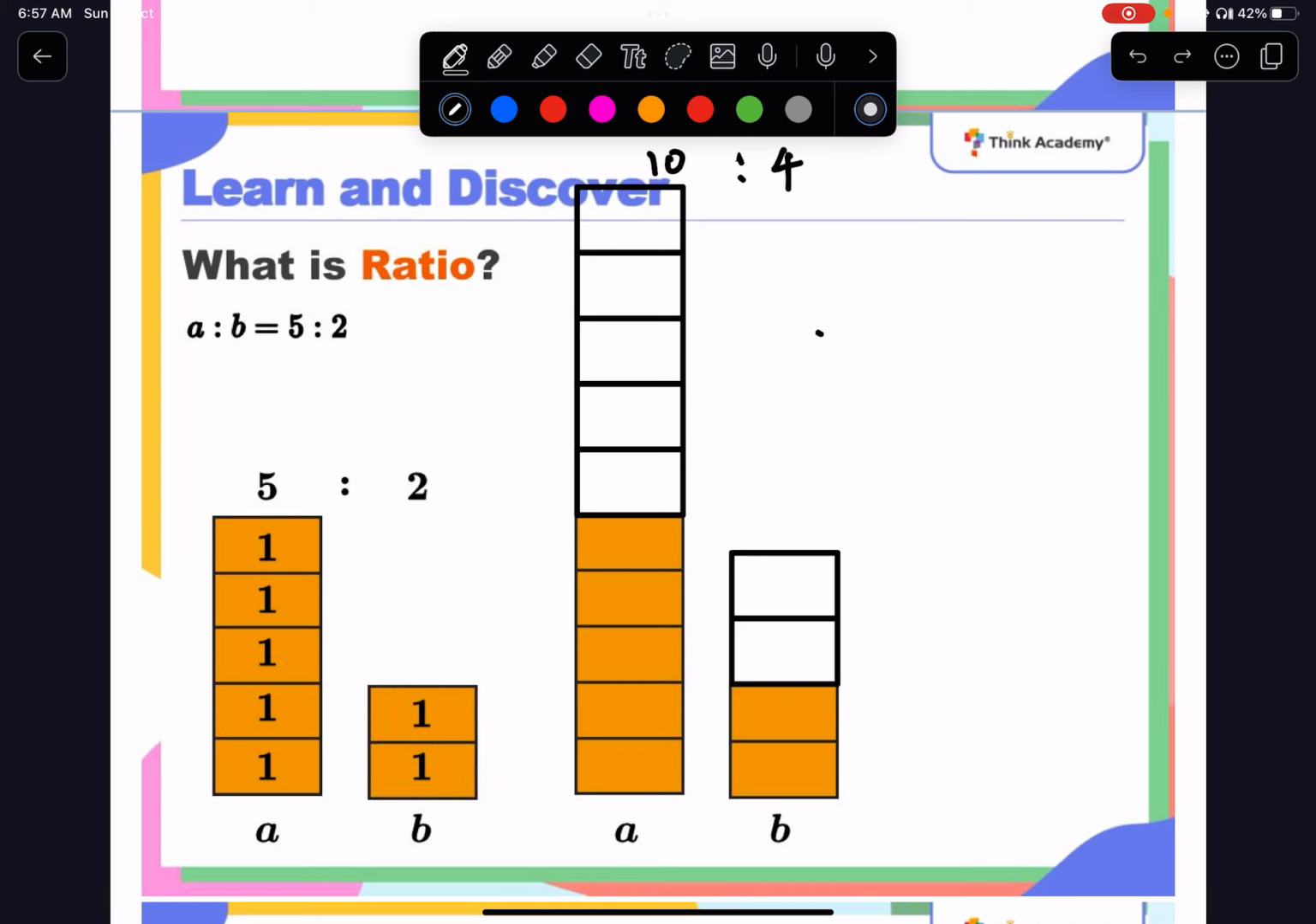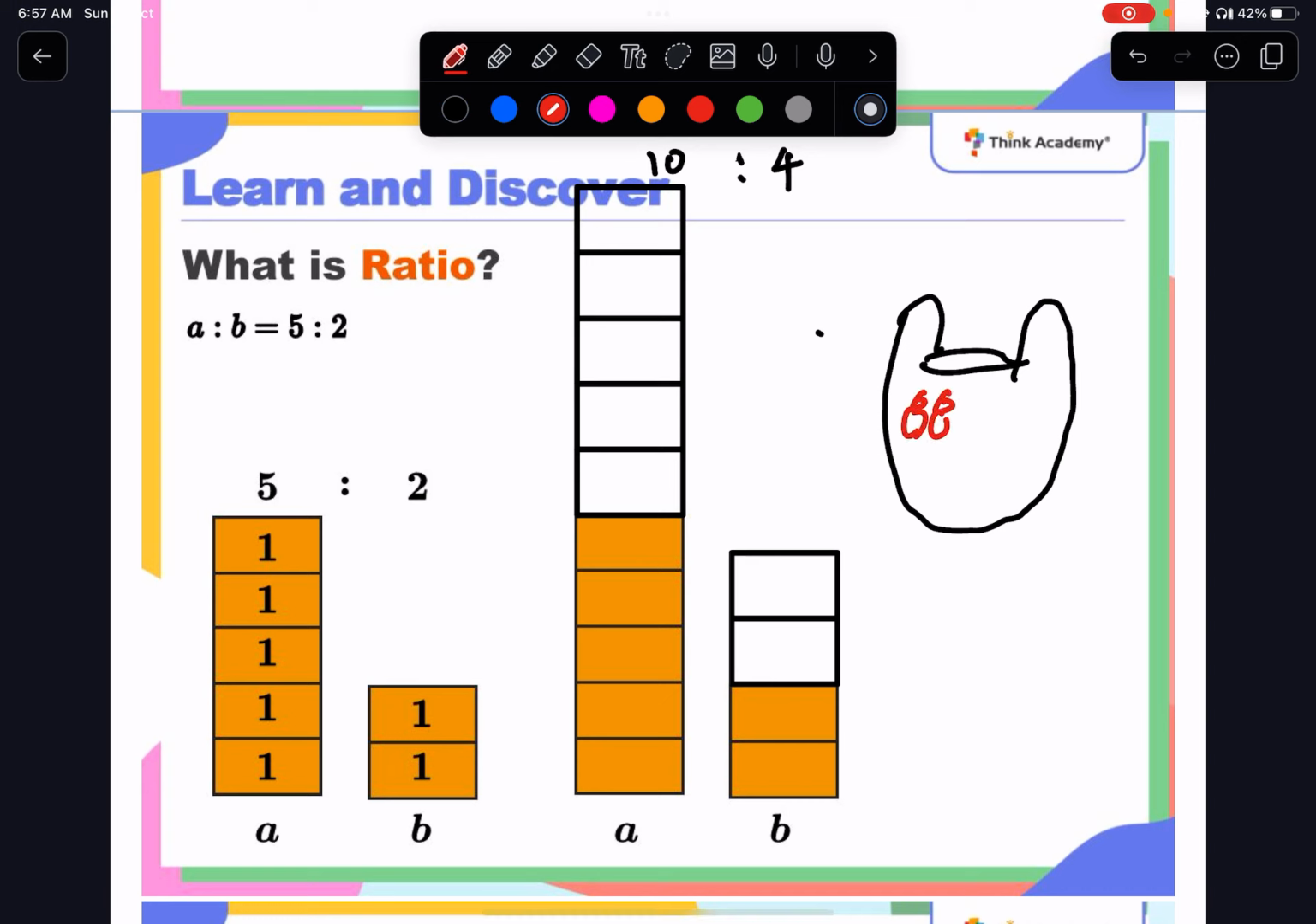If you don't get it, it doesn't really matter. I can show you another example. For example, if I have a shopping bag, okay, so just imagine this is a shopping bag. I buy 5 apples. Okay, I buy 5 apples.